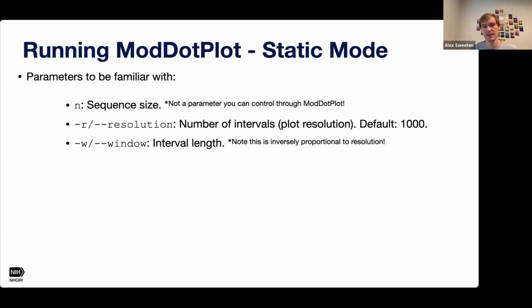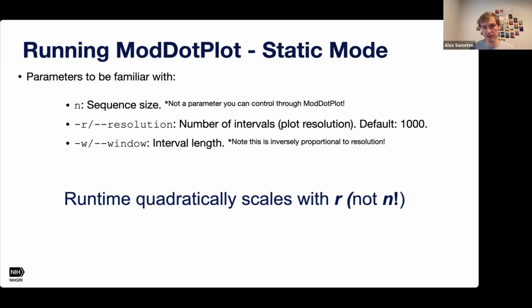So the main parameter is this R, or resolution. This is going to be the number of intervals that your plot contains. And the number of intervals that you have is going to be inversely proportional to the size of the window. You can think of the formula being n equals r divided by w. So if you want more windows, then your window size is going to be small.